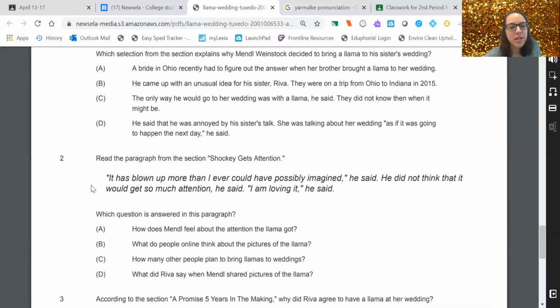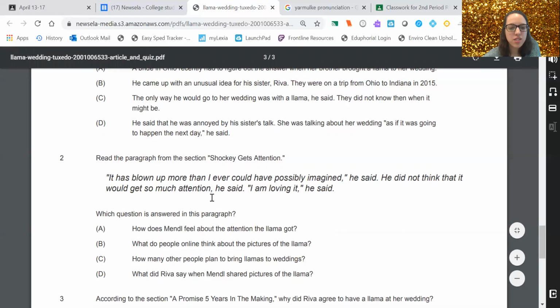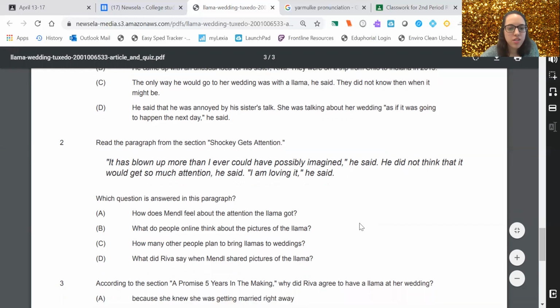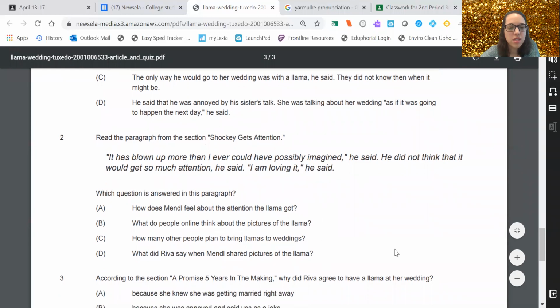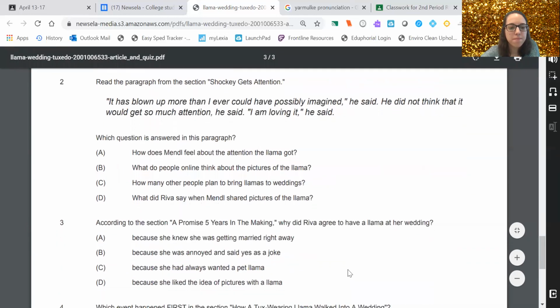Okay, the paragraph says, "It has blown up more than I ever could have possibly imagined," he said. He did not think that it would get so much attention, he said. "I am loving it," he said. For this one they put the paragraph there for you so you don't have to scroll up, which is nice. So which question is answered in this paragraph? You'll read the 4 answer choices and choose the best one.